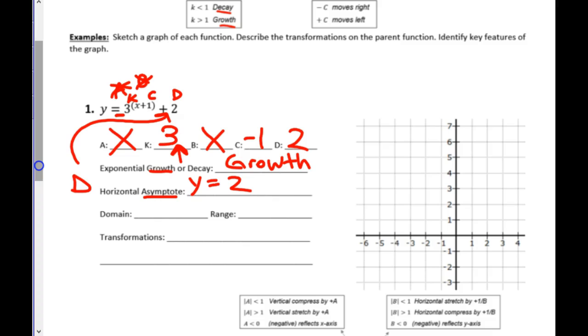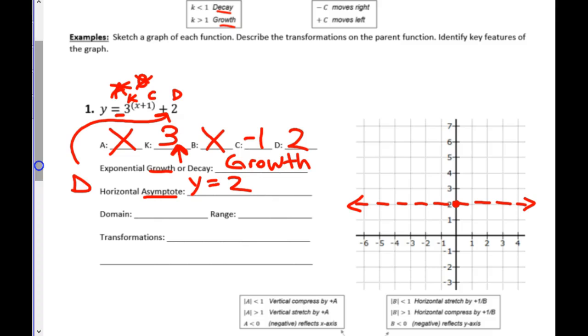Let's graph that asymptote. So on the y-axis, I'm going to find the number 2 and put a point there. And then make a horizontal dashed line. That's the line I can't cross. That's the line I can't touch. Can't touch this.